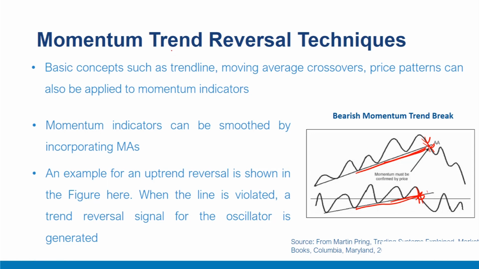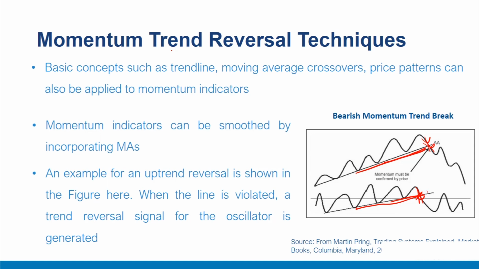This type of momentum weakness must be regarded as an alert, and action should be taken only when confirmed by the price trend itself, as indicated at point AA in the figure. In effect, the momentum trend break is reinforcing the price trend break, and it offers an additional piece of evidence that the trend has reversed.